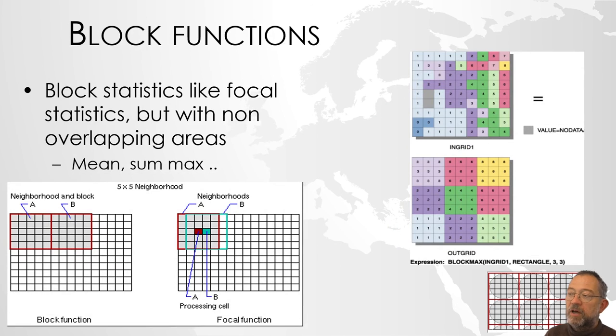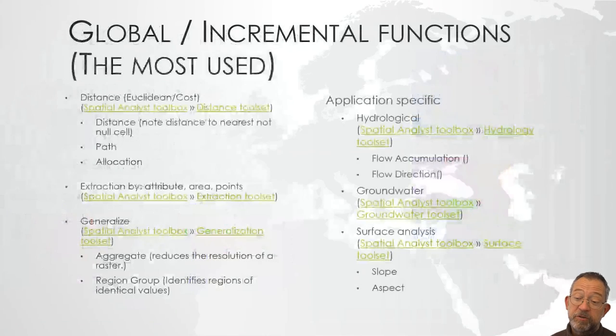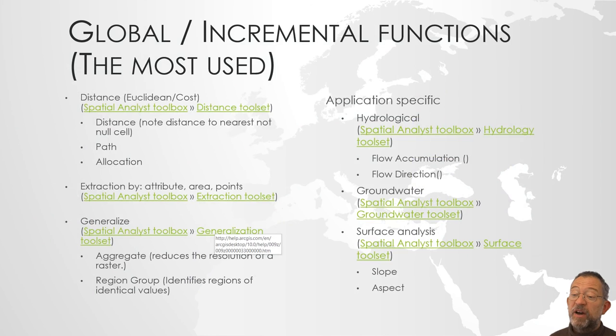Block functions: if you have a block function, we have non-overlapping neighborhoods, as opposed to our focal function, where we have overlapping neighborhoods because we just move one cell along. I have difficulties thinking of any situation where I've used block functions, but there might be a good use for them. And finally, we have all of these global things.